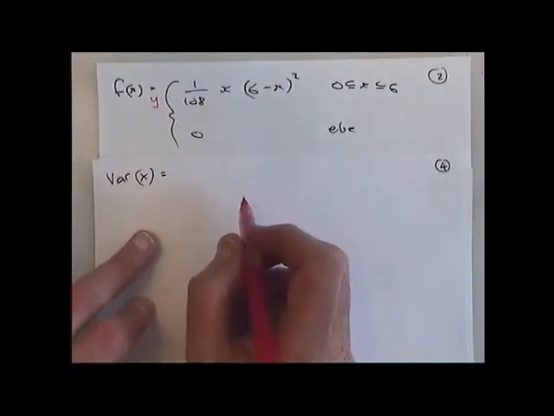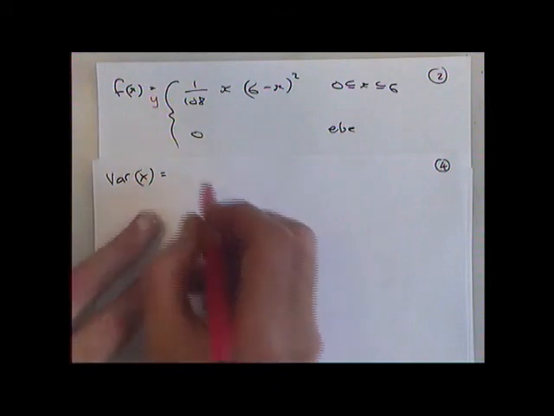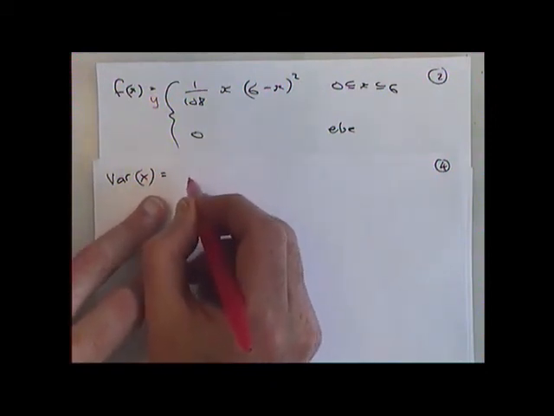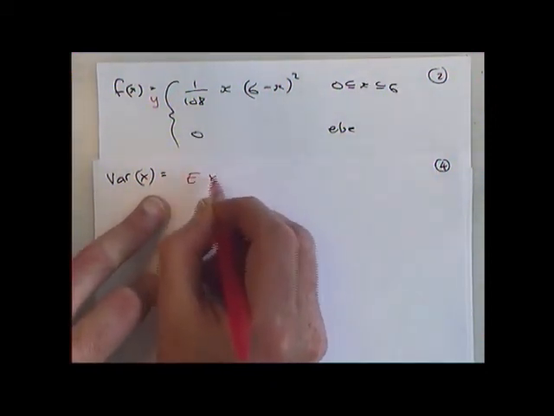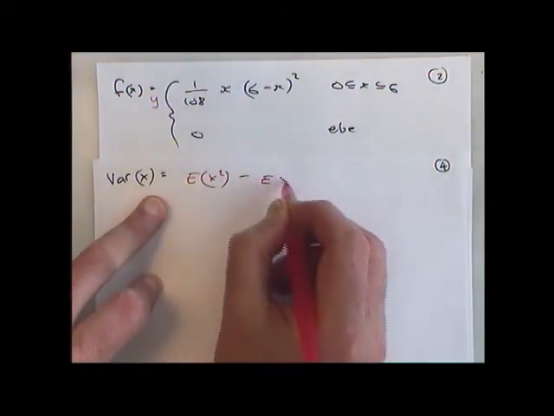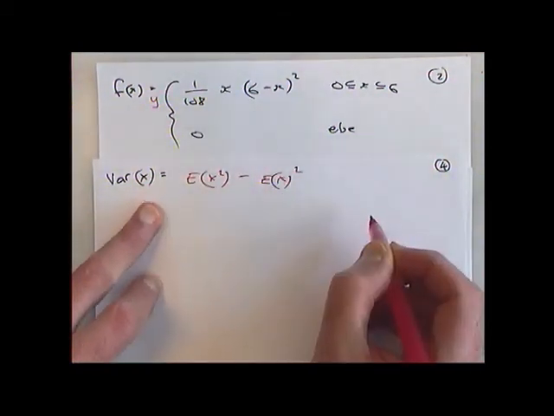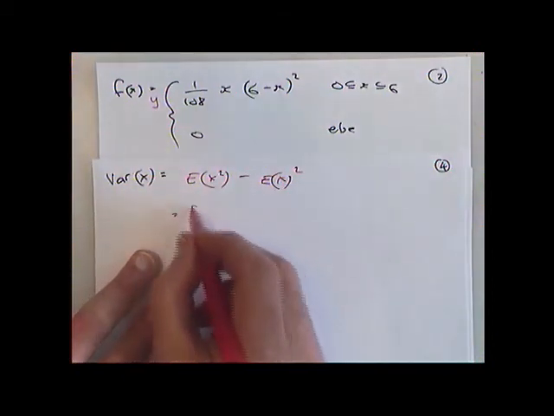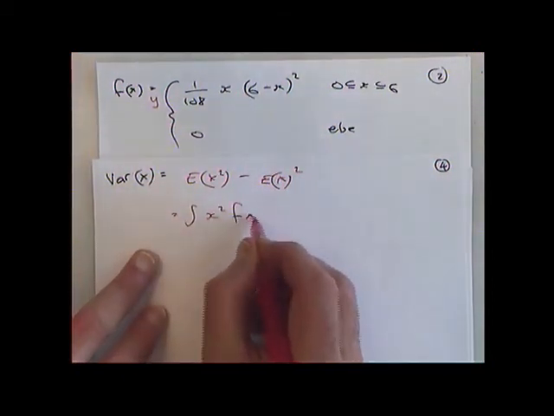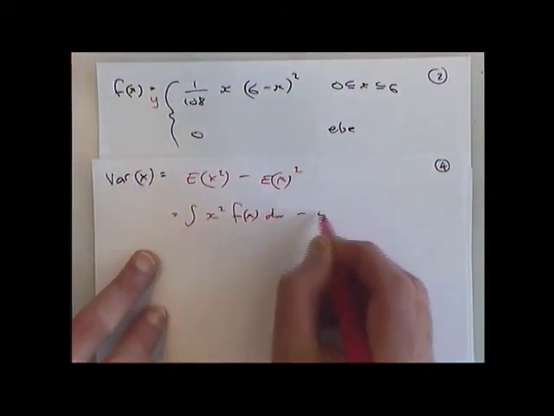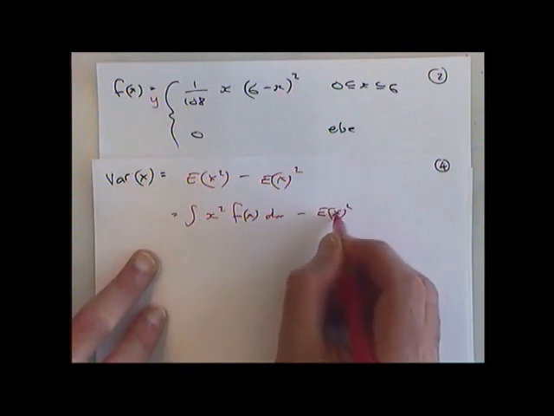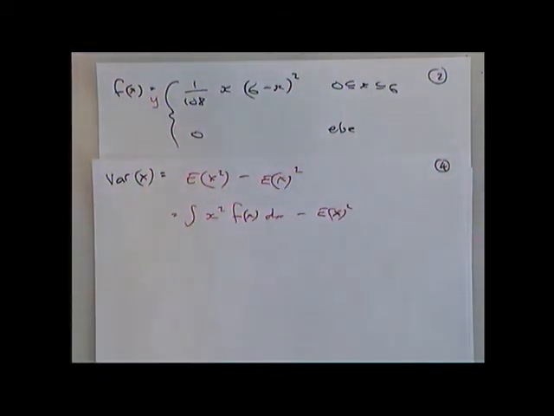Go on, Andrew. The integral of x squared f(x) minus the expectation squared. Yeah, I think you said the expectation of x squared minus the expectation of x all squared. Or you said the integral of x squared f(x), which is effectively the same thing. Okay? So yeah, that's what we're doing.